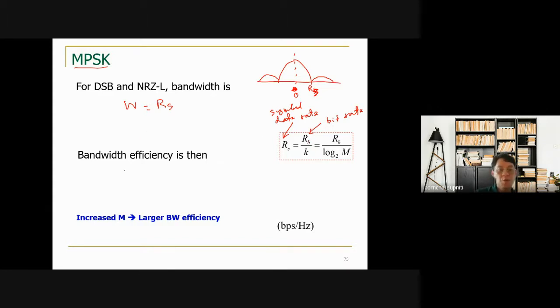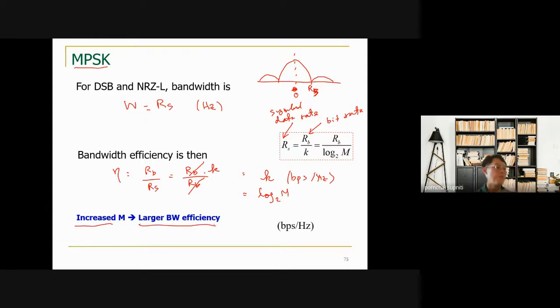So the bandwidth efficiency is eta equals RB over W, but W is RS. This is in hertz because it's the bandwidth. So it's RB divided by RS. RS is RB over K. So K goes to the top and they cancel out. So this is K bits per second per hertz, or log M base 2, same value, right? So it means that if we increase M, we have better bandwidth efficiency in general for MPSK.